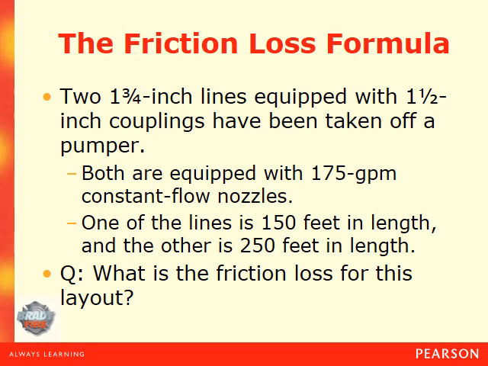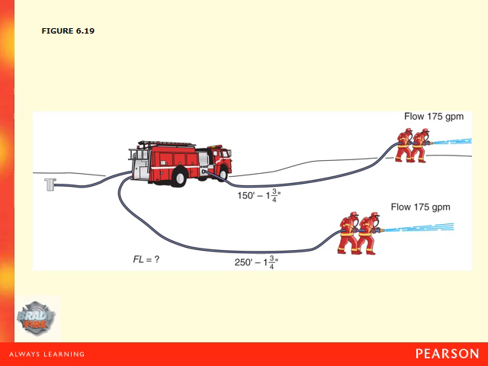So here's our question. We have two 1 3/4 lines equipped with a 1.5 coupling that have been taken off a pumper. Both are equipped with a 175 gallon per minute constant flow nozzle. One of the lines is 150 feet in length and the other is 250 feet in length. What is the friction loss for each layout? So this is what our problem is going to look like.